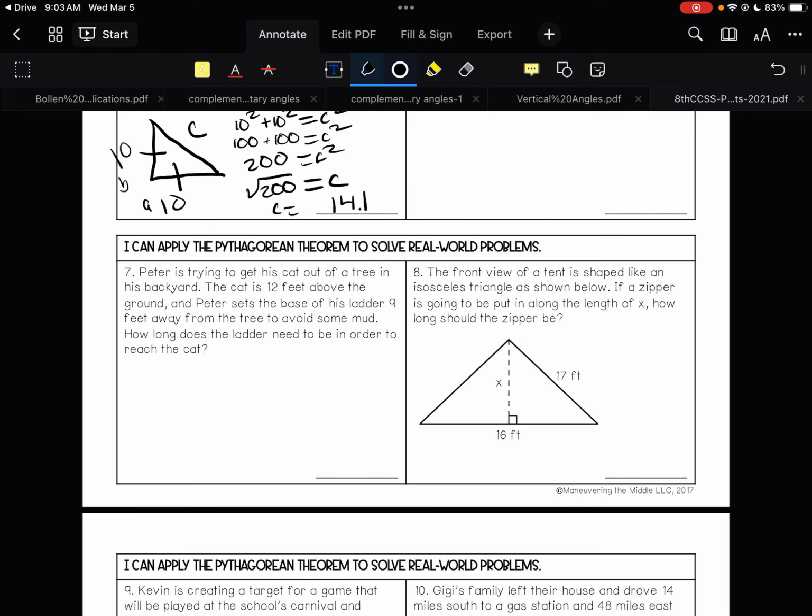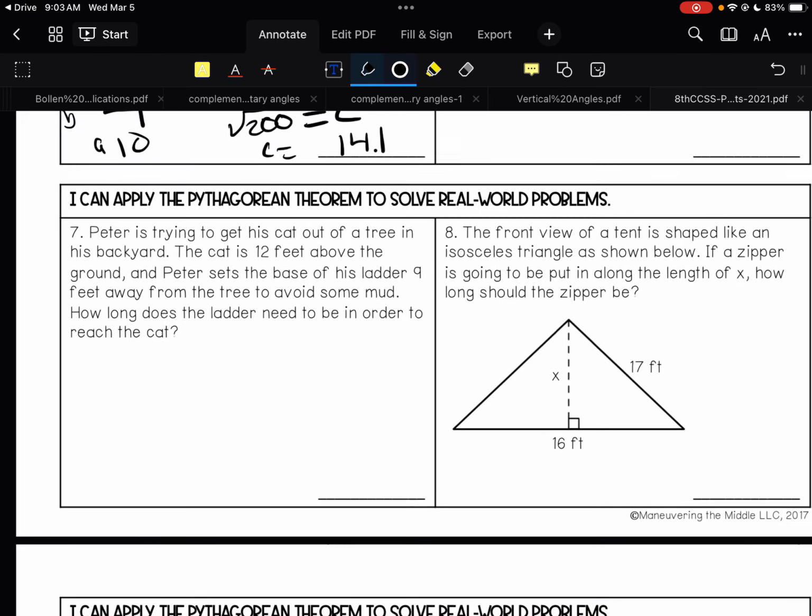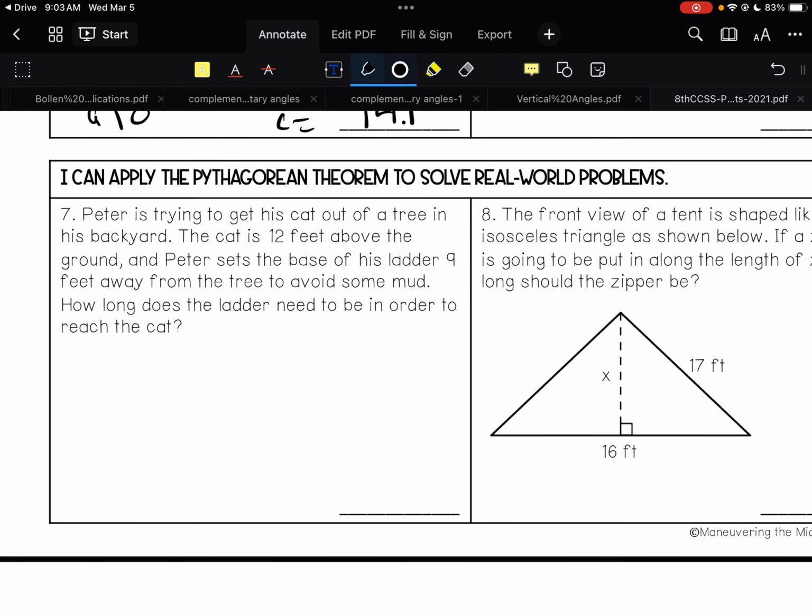Here is applying it to real world problems. So you can apply it to word problems. The biggest thing with these is draw a picture. If you do not draw a picture, it will become that much harder. Peter is trying to get his cat out of a tree in his backyard. The cat is 12 feet above the ground. Peter sets the base of the ladder 9 feet away from the tree to avoid some mud. How long does the ladder need to be in order to reach the cat?